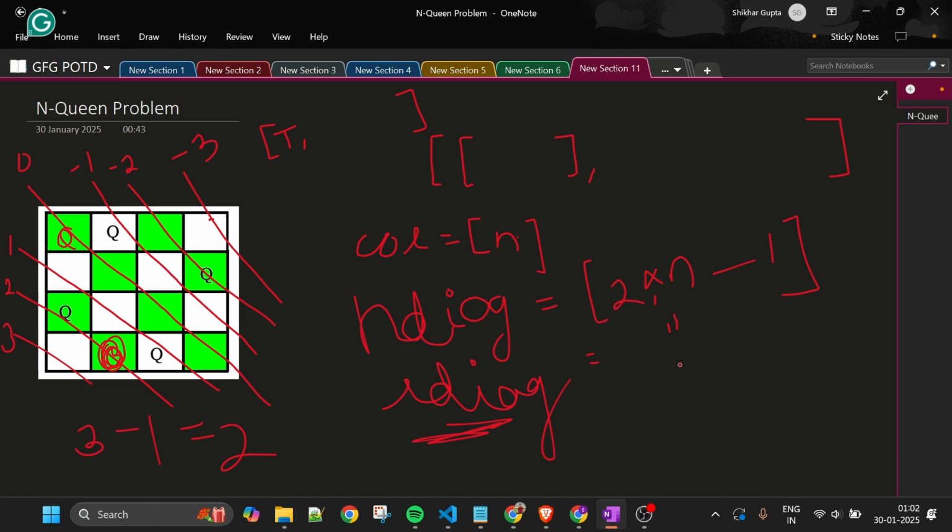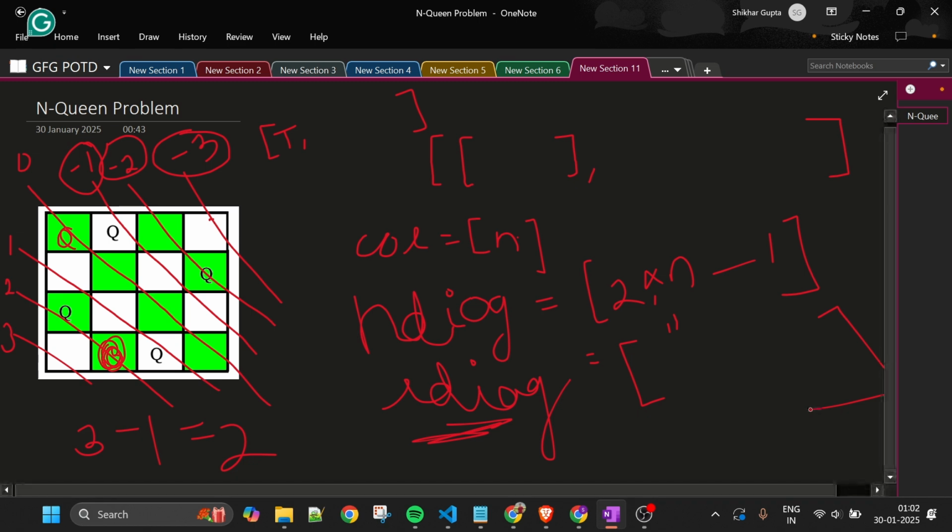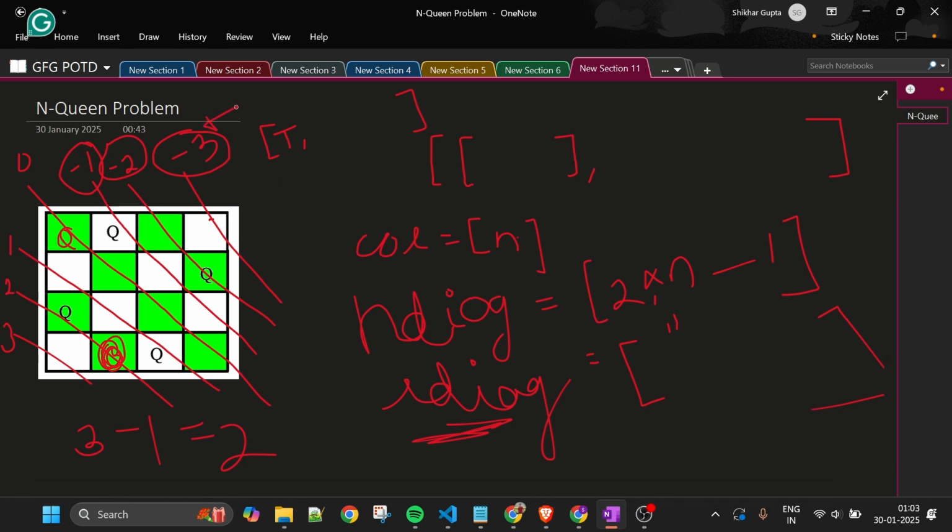But here you can see minus 1 can also be the case, minus 2 can also be the case, minus 3 can also be the case. Basically, minus 1, minus 2, I cannot locate them in the right diagonal. Isn't this correct? So what I will do is add n at each index: minus 3 plus 4, minus 2 plus 4, minus 1 plus 4, and 0.